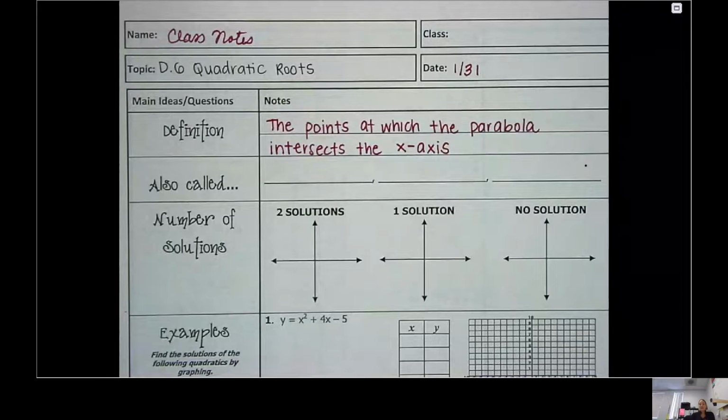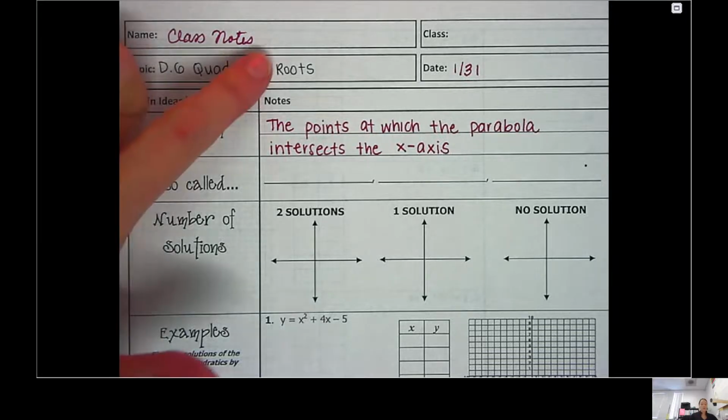Call them roots. There are a couple other names. We can also call them solutions. We can call them zeros. We can call them x-intercepts. All of those mean the same thing. It's just your solution. So there's a couple different names for it.